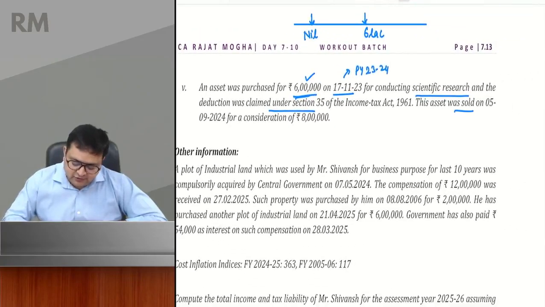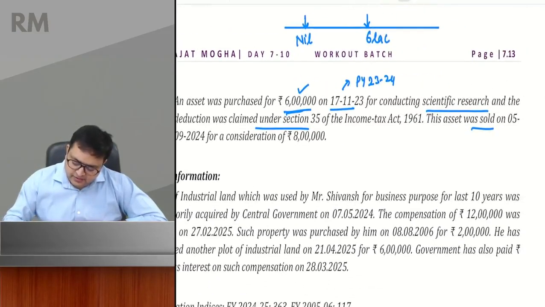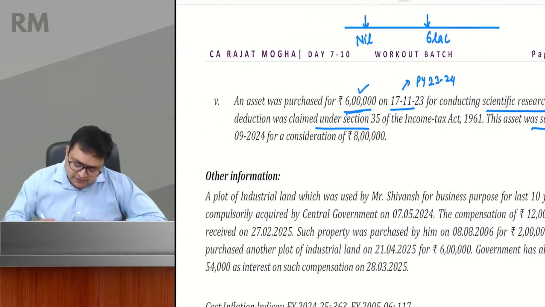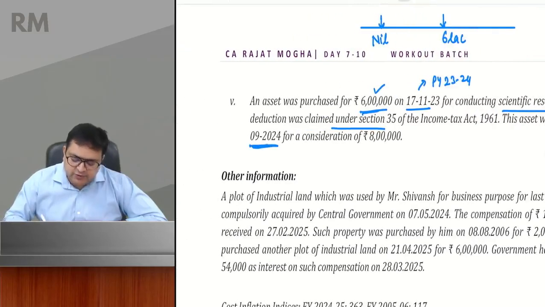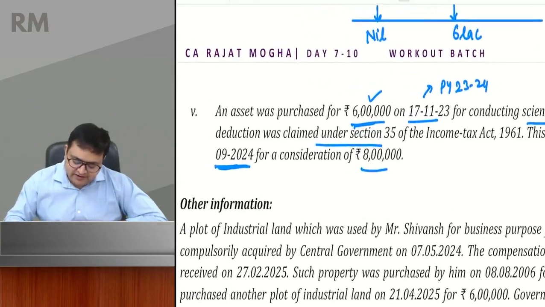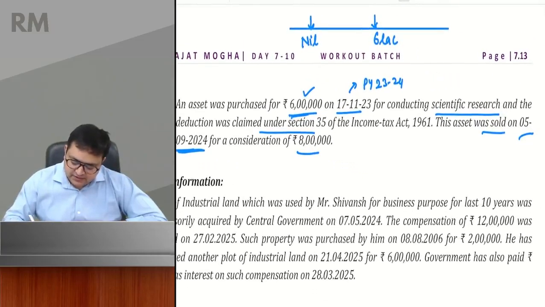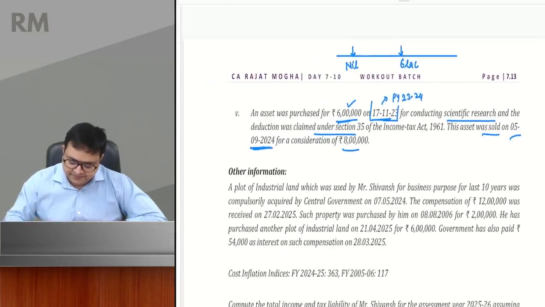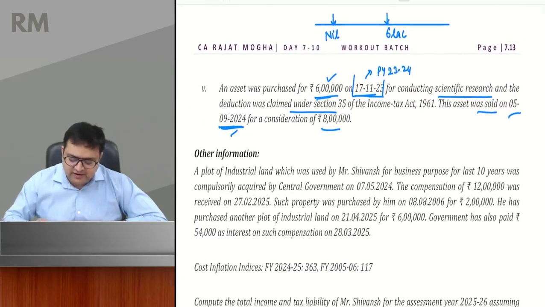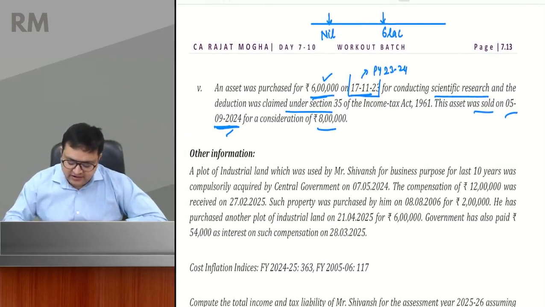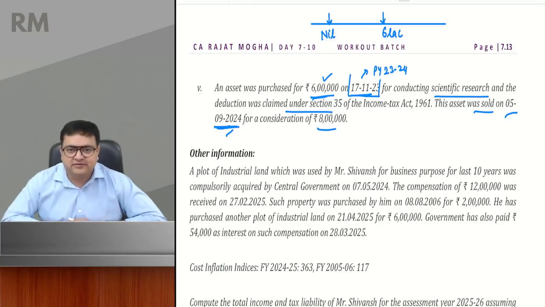The asset was sold on 5th of September 2024 for a consideration of 8 lakh. We have sold it for 8 lakh. Okay. First of all, tell me, is it long term or short term? 17th November 23 we purchased, and in 2024 we are selling it. So it's a short term asset. Agree? 5th of September 2024, it is not even a year. It's a short term asset.